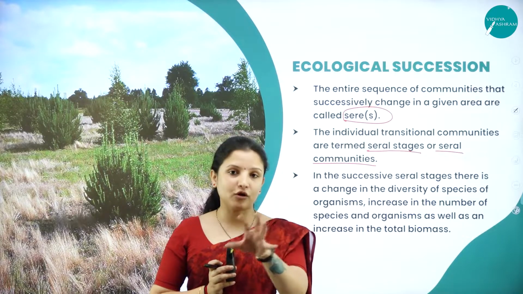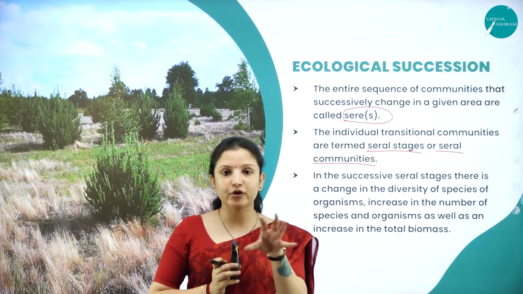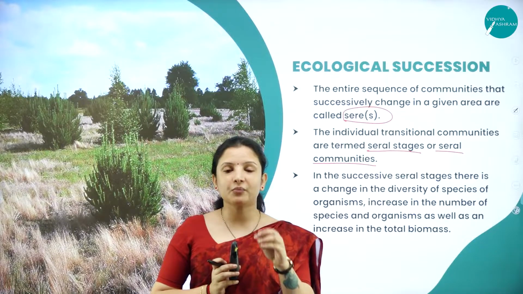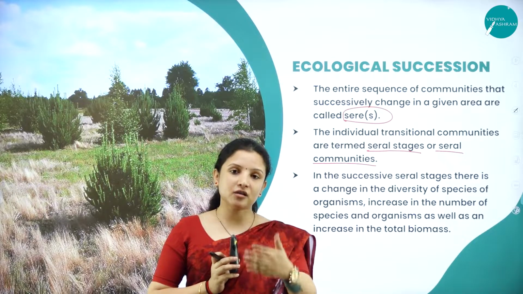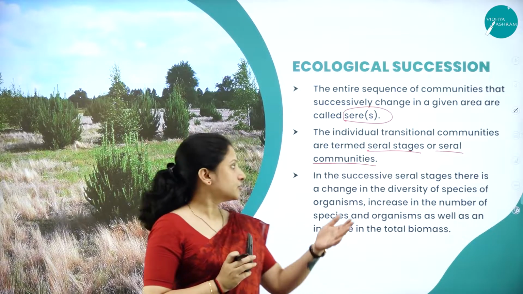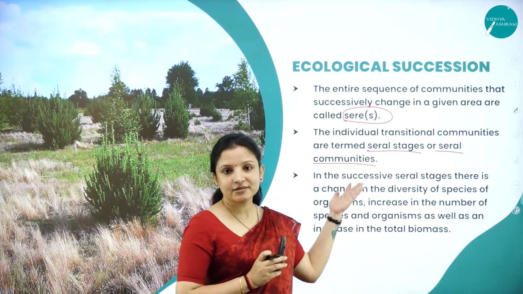Next you'll have the moss. Moss is growing on that particular land. Now it is occupied by the moss. Next we can find the herbs. It is occupied by the herbs. So they are called the seral stages or the seral community.